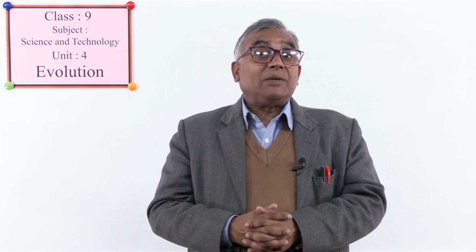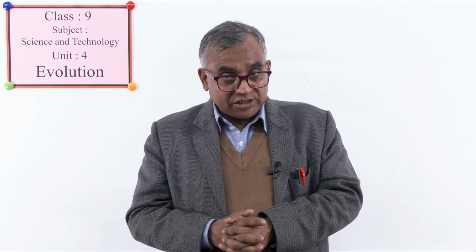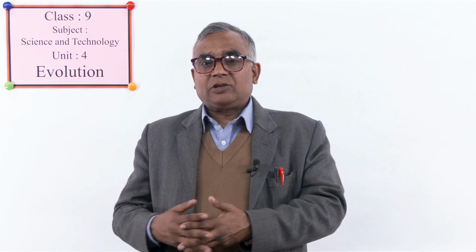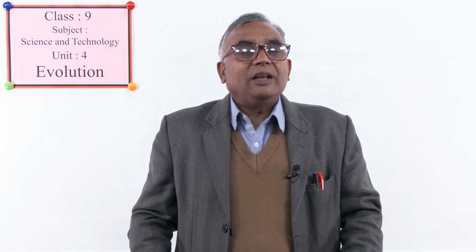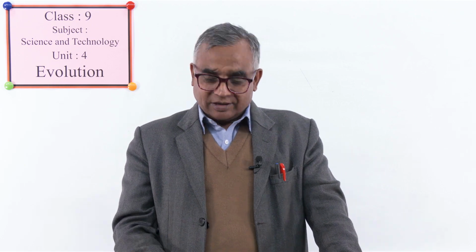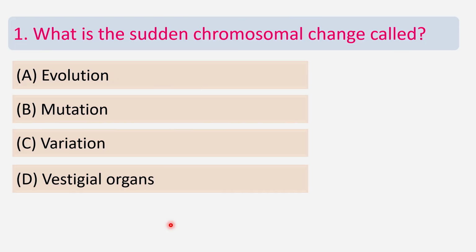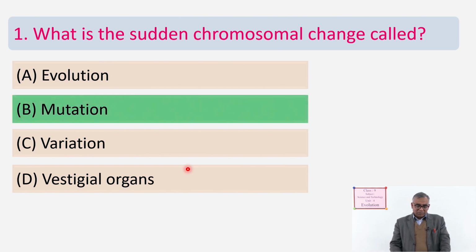After that, we studied mutation theory, which was founded by Hugo de Vries in 1901 AD, and its drawbacks also we have studied. After that, we studied the role of variation and mutation in evolution. Now, your turn has come. You have to tick the correct alternative. First question is, what is the sudden chromosomal change called? Very simple question. Sudden chromosomal change? Yes, that is mutation. Good.